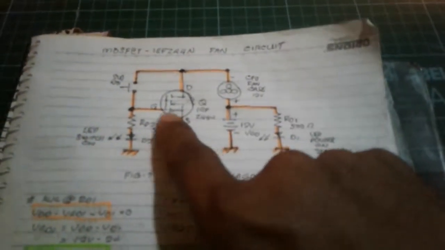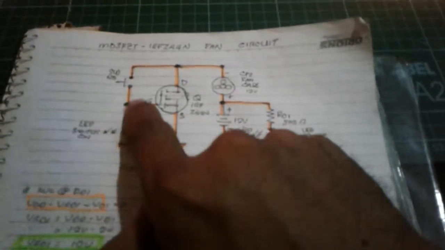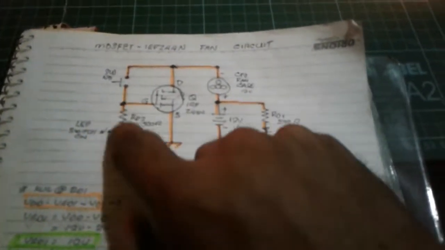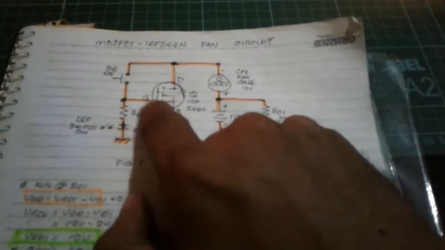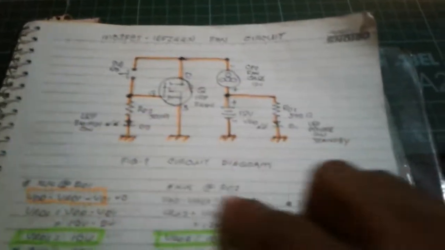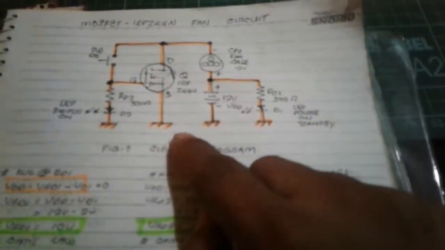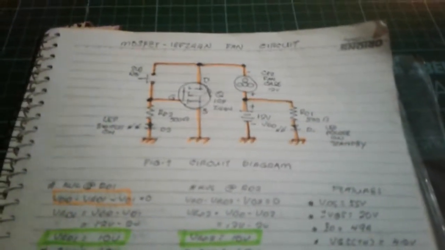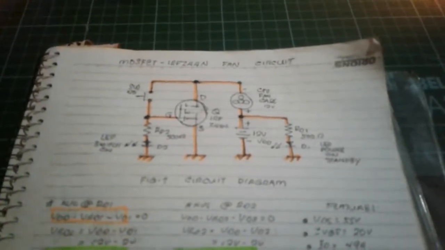Mosfet cannot operate unless there is a gate voltage here. Gate voltage, not current. Should be the gate to source voltage of at least 4 volts. That is the gate threshold voltage of the Mosfet.